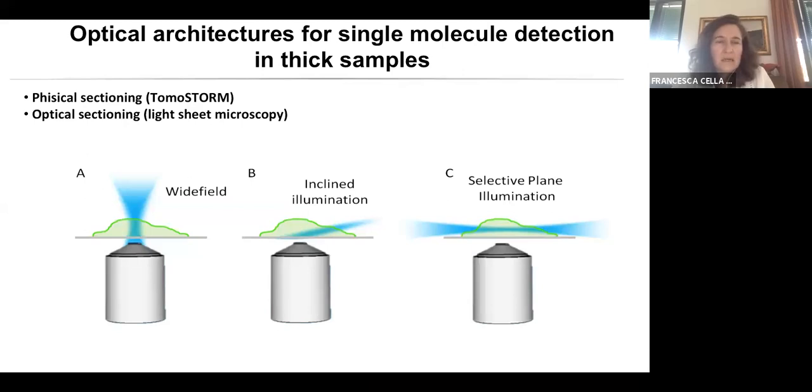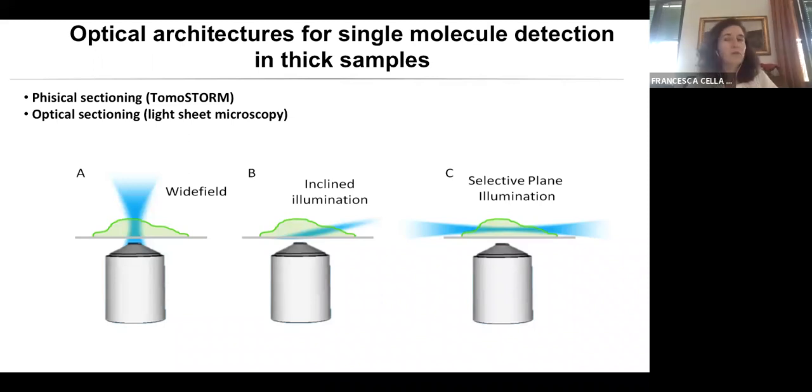But the basic idea is having this sectioning by the plane. And if you think about the wide field, in the wide field we saw that you are illuminating the whole sample. So light is traveling through the sample, and you have the problem of the axial resolution, but also the fact that your sample is illuminated. So this is the main issue.